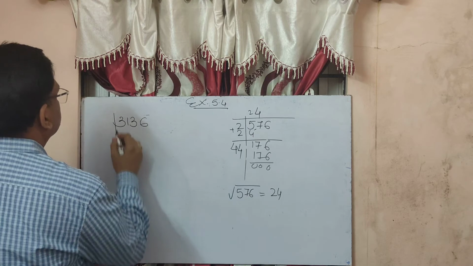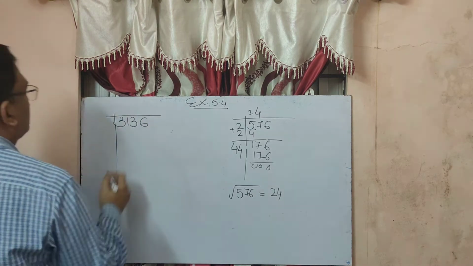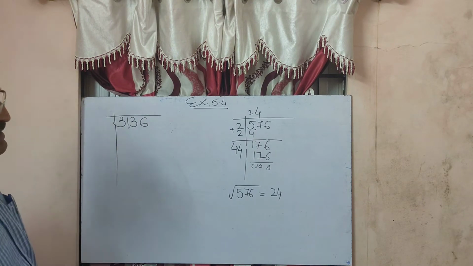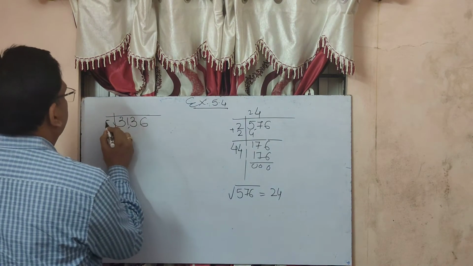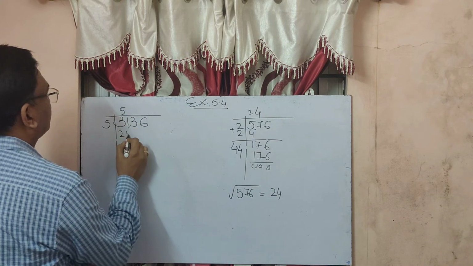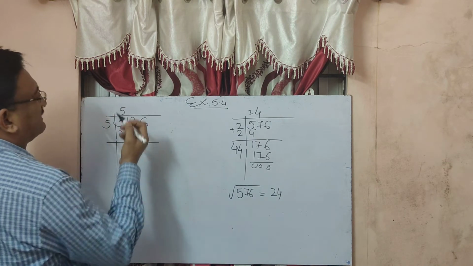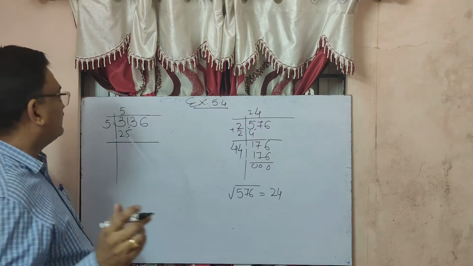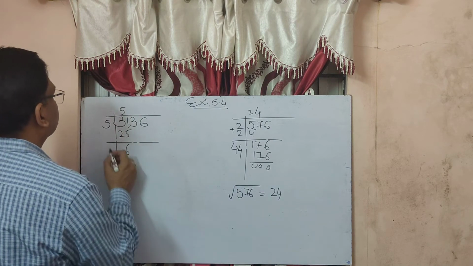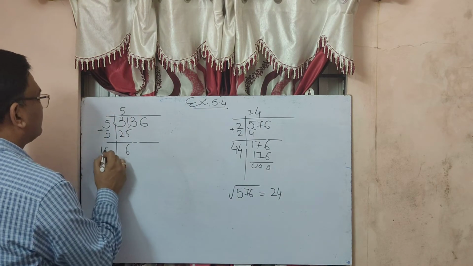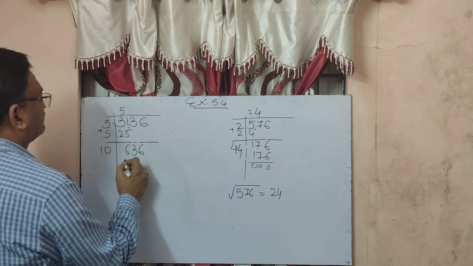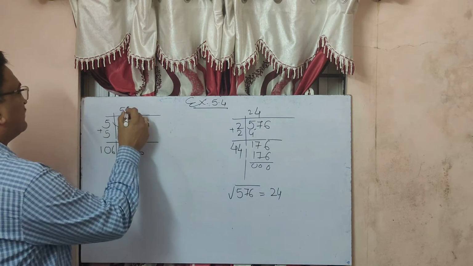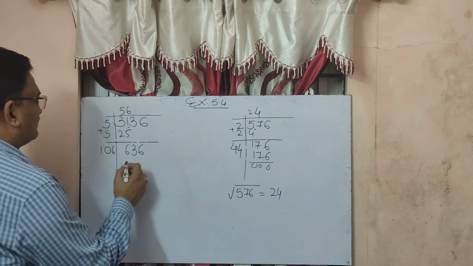3136. So now again there are an even number of digits. So take 2 at a time. 31: 5 5s are 25. If you take 6 6s it becomes 36, which is too much, so you have to take a nearby number. So 31 minus 25 is 6. So 5 plus 5 is 10. So take out this 36 down, 636. So whatever you write here, again the same thing you have to write here.